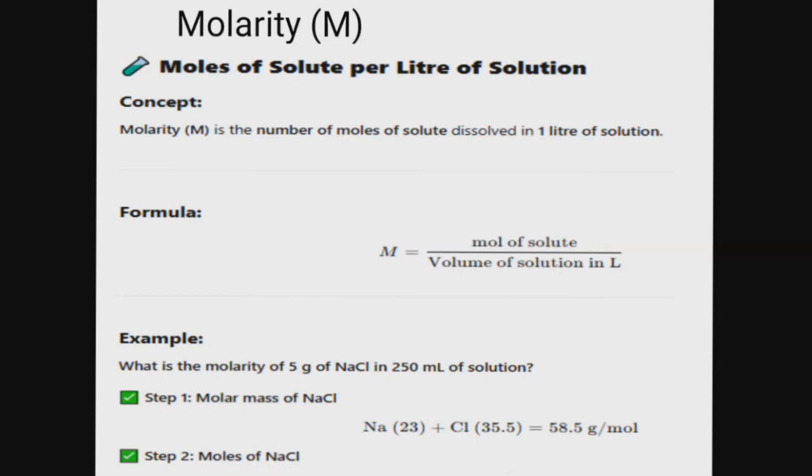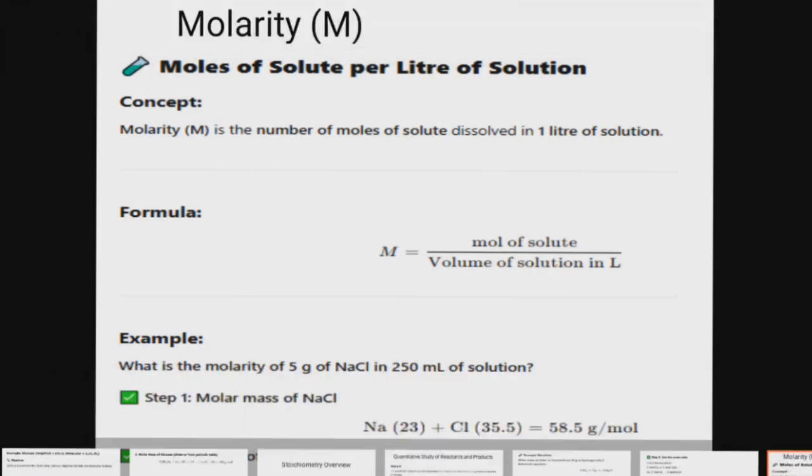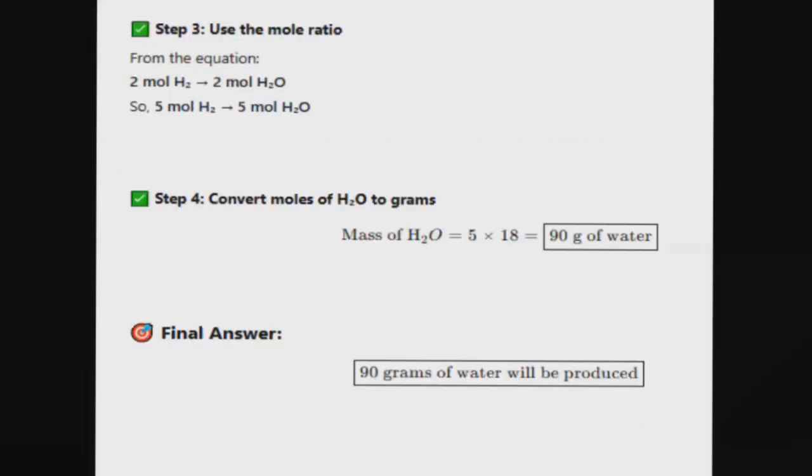Hello, sir. Please repeat the last step, step 4. I'm talking about the conversion of moles of water back to gram.